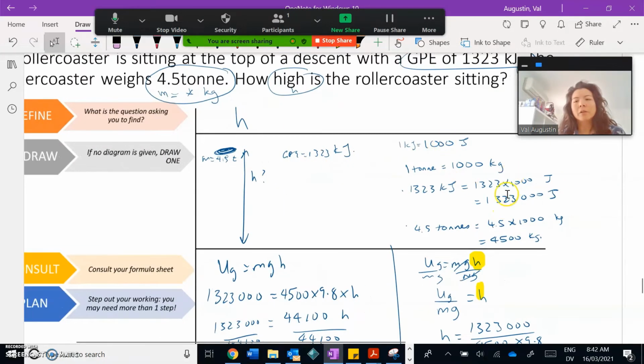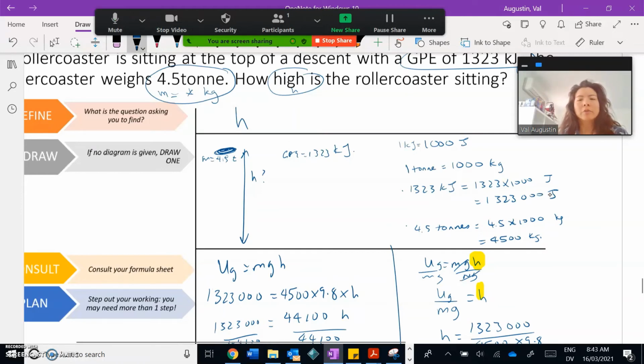Over here I've got the calculations to convert from kilojoules to joules. If you remember, 1 kilo-something is 1,000 of the something. In this case the something is joules. So 1 kilojoule is 1,000 joules, which means if I want to go from kilojoules to joules, I have to multiply by 1,000. So 1,323 times 1,000 gives you 1,323,000. With your 4.5 tons, remember that 1 ton is 1,000 kilograms, so 4.5 tons equals 4.5 times 1,000 kilograms.